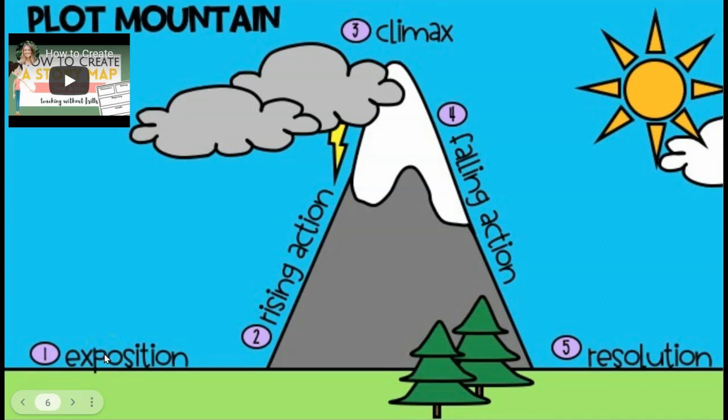Exposition, what's happening at the beginning of the story. The exposition is where you introduce the setting and the characters. Rising action, what's happening at the beginning. Climax is the most exciting part of your story. Falling action is probably when you're introducing, you have a problem, and you're doing things to solve it. You find a resolution at the end.